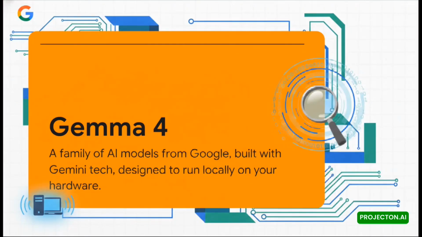So, what exactly is Gemma 4? Well, think of it as a family of AI models. They're built with the very same tech as Google's massive Gemini models, but they're designed to be smaller, more portable, something that can actually run on your hardware, from laptops all the way down to phones.